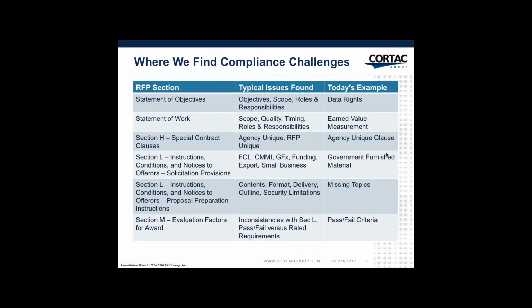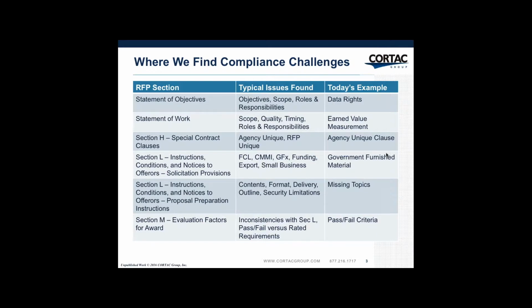The second part of Section L is the PPI, the proposal preparation instructions, where most of that we're familiar with, right? That drives contents, the volume structure, what the topics are. They talk about format and whether or not B sizes are allowed, et cetera, et cetera. They talk about delivery. Is it electronic, paper, or a combination of both? Do you deliver them to other organizations or just internally? They define the outline. They talk about security limitations. Are you allowed to submit classified information or not?